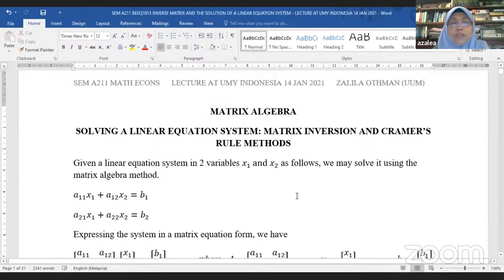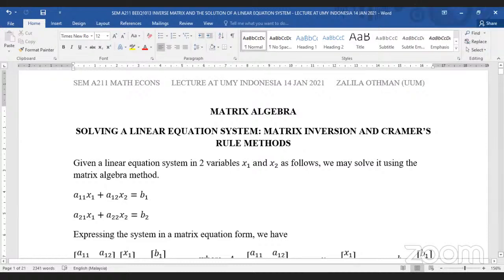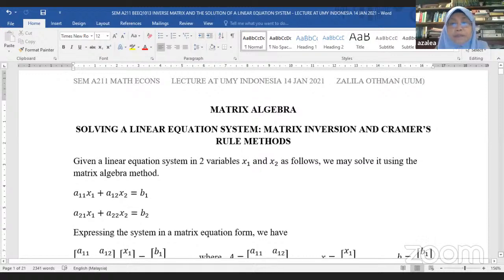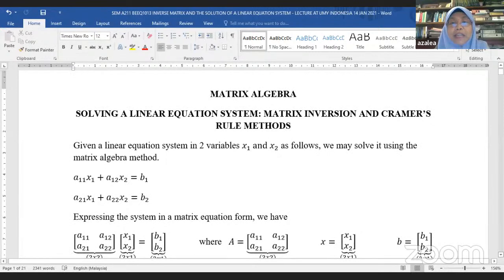I will start now. Solving a linear equation system: matrix inversion and Cramer's rule method. Today I'm going to explain a system of linear equations in 2 variables and also a system of equations in 3 variables, and how we can solve them using the matrix inversion method and also the Cramer's rule method. Since Dr. Dia has been able to cover all the basic matrix operations like summing, subtracting, and multiplication of matrices, I think you can follow the lecture.